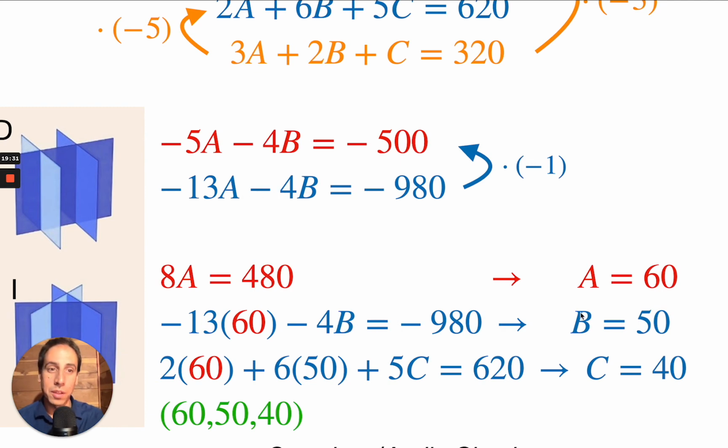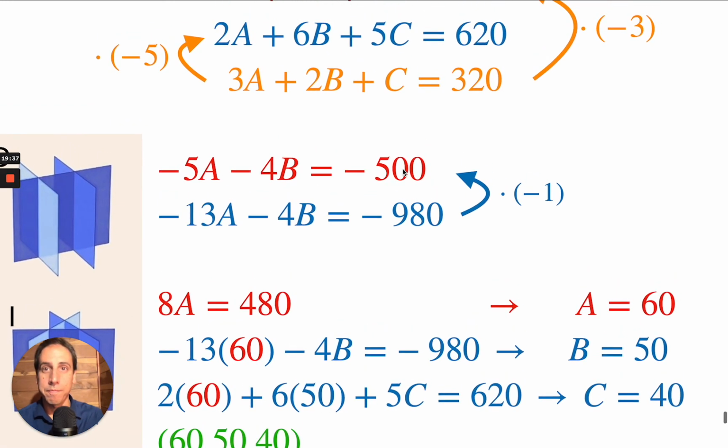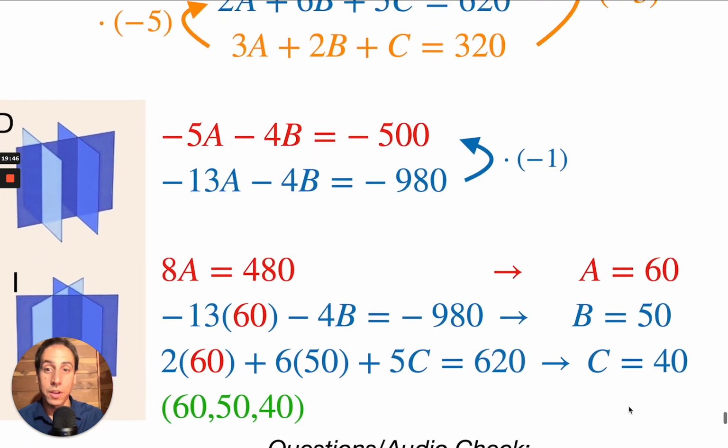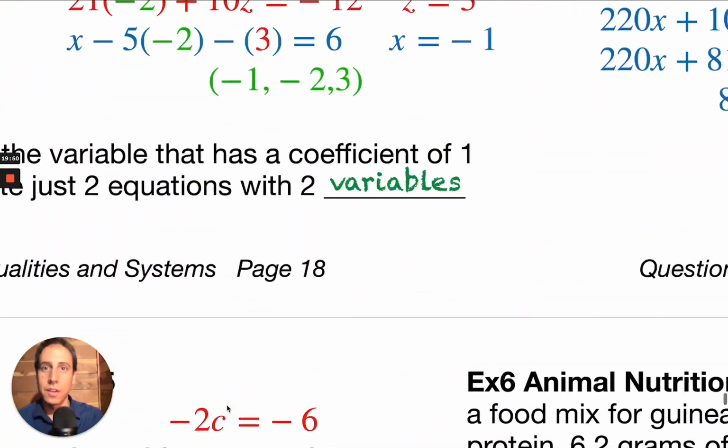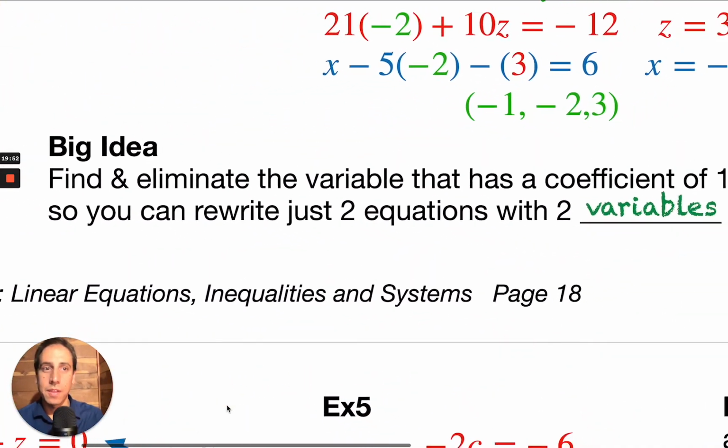Solving this, you get b is equal to 50. And if you know a and b, you can plug that into this version of the ABC equation, and you get this, and solve this for c, and you get c is equal to 40. Reporting your solution, there it is.